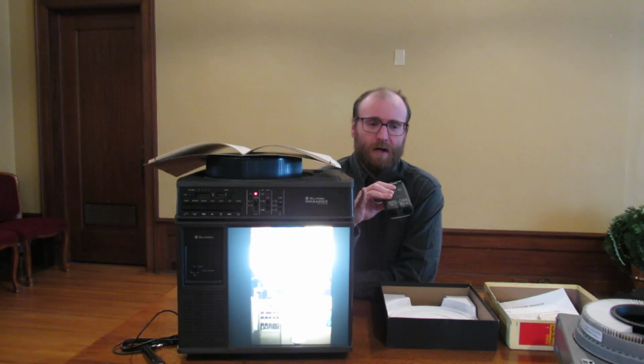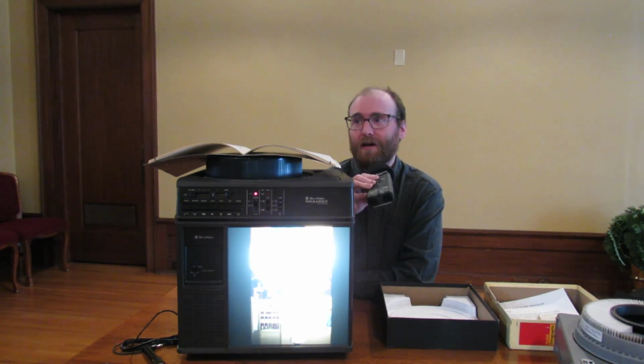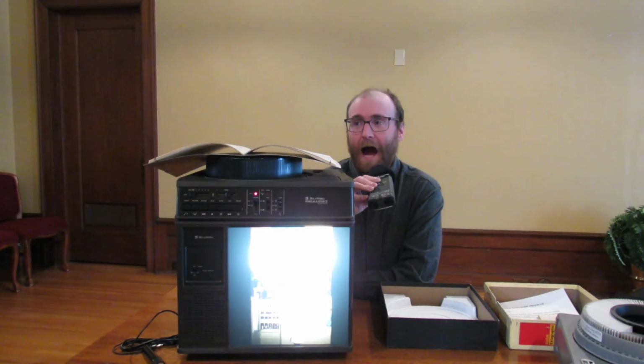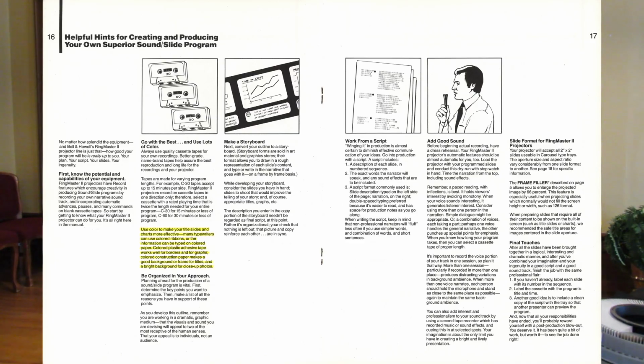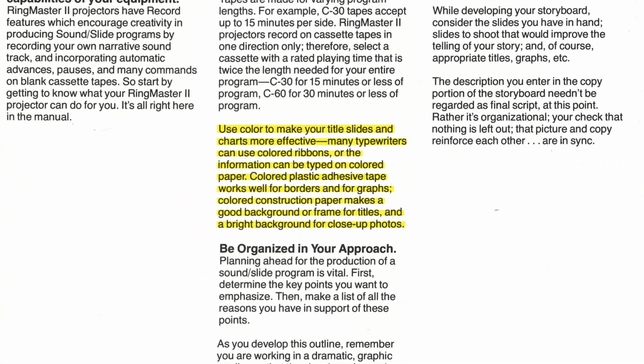What I hadn't thought about until I saw this, and it makes a lot of sense, is how do you make it interesting and colorful? It suggests, many typewriters can use colored ribbons, or the information can be typed on colored paper. Colored plastic adhesive tape works well for borders and for graphics. Colored construction paper makes a good background or frame for titles, and a bright background for close-up photos.